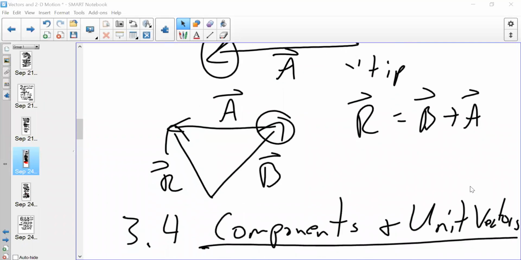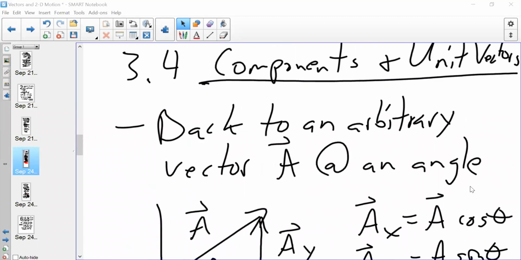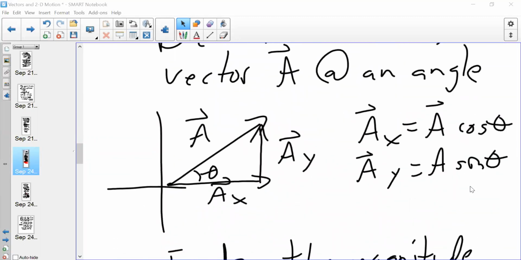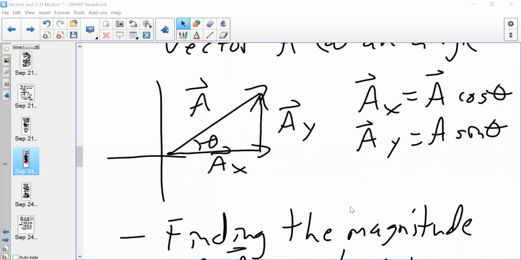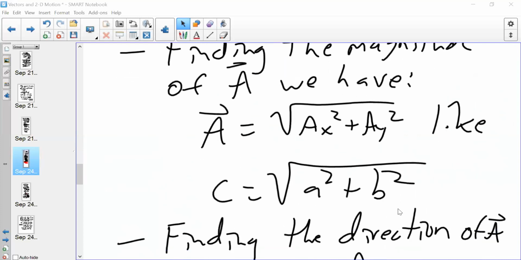and so on. And then we looked at section 3.4, components and unit vectors. We stated that vector A is made up of its two parts here, projected at some angle. And we know that Ax is going to be A cosine theta, Ay is A sine theta. It's like a right triangle. Magnitude, again, much like the Pythagorean theorem.